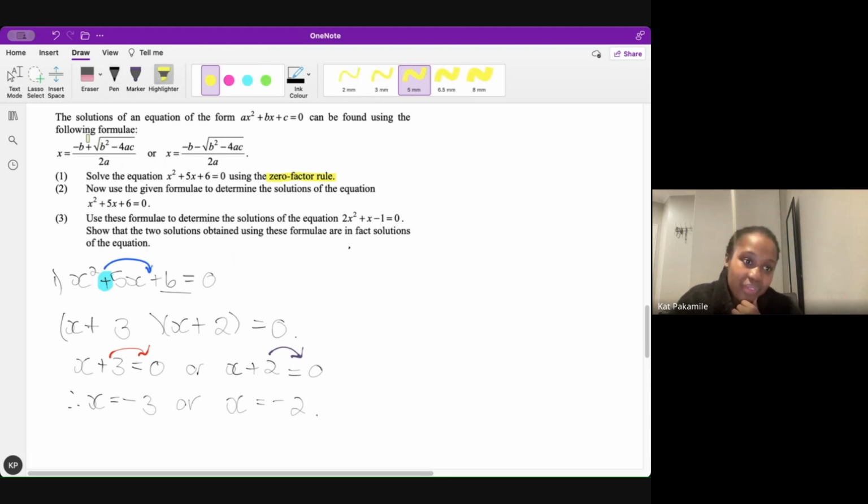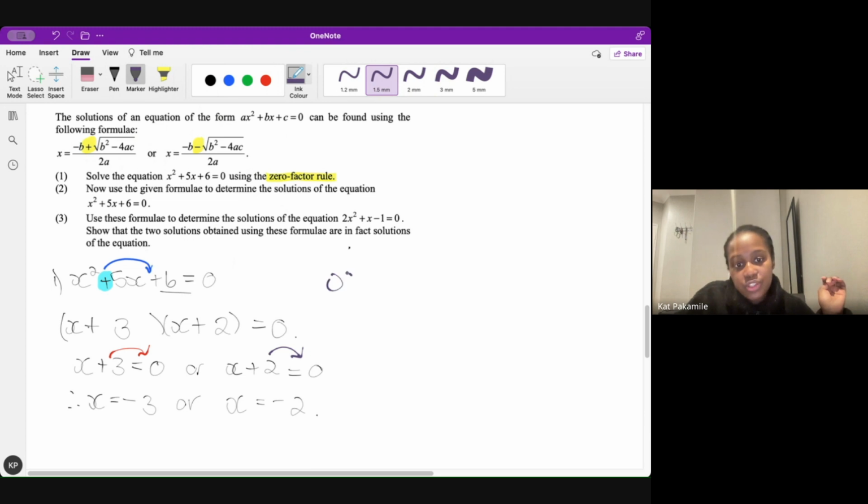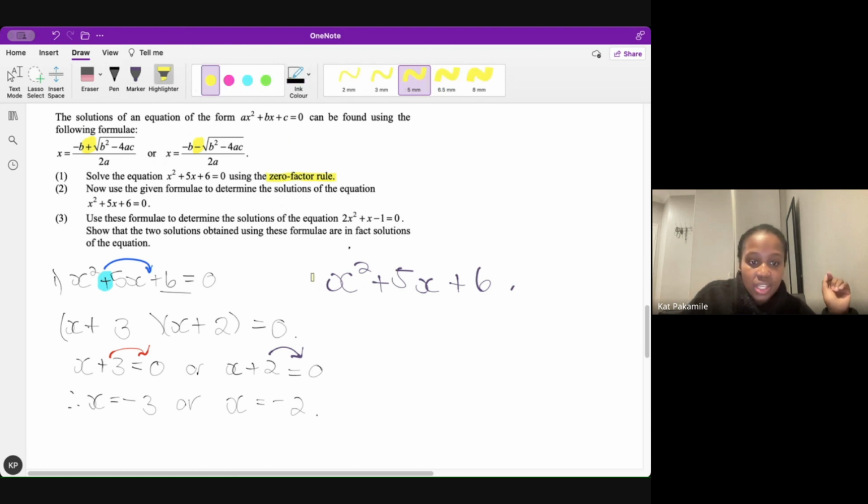Nice. There's a positive there and there's a negative there. Beautiful. Great. Now let's identify A, B, and C, because A, B, and C is everything that's going into this formula. So in my equation, x squared plus 5x plus 6, what is A? If there's nothing in front of x here, then what is A? Because A is in front of x. Nice. If there's nothing there, then A is 1.